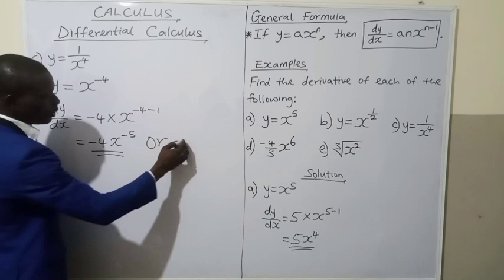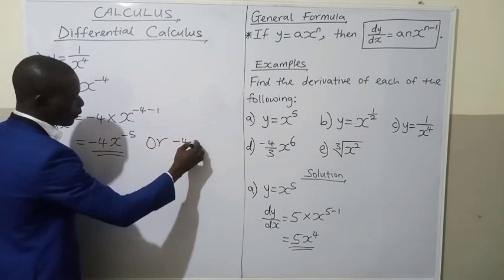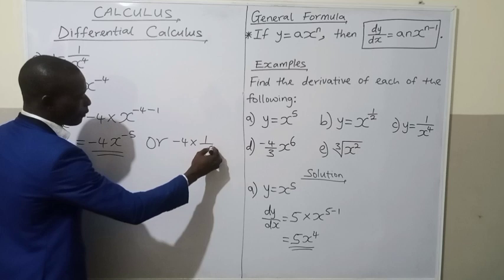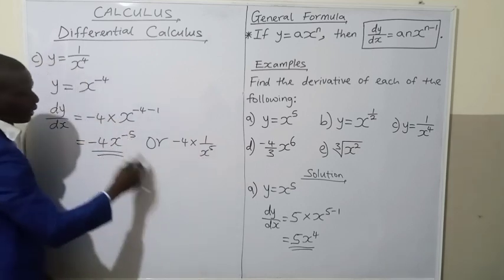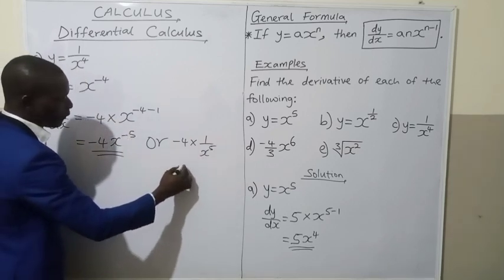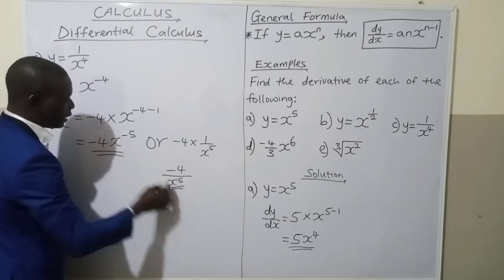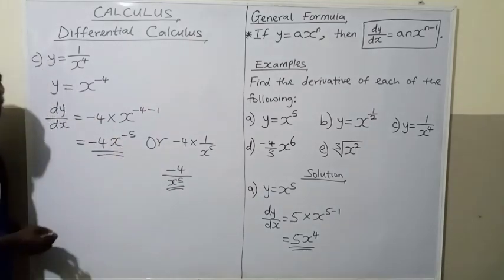or bring it to this format again. So that becomes minus 4 multiplying 1 over x raised to the power 5, in order to deal with the negative sign. So that becomes minus 4 over x raised to power 5. So either of these two solutions is acceptable.